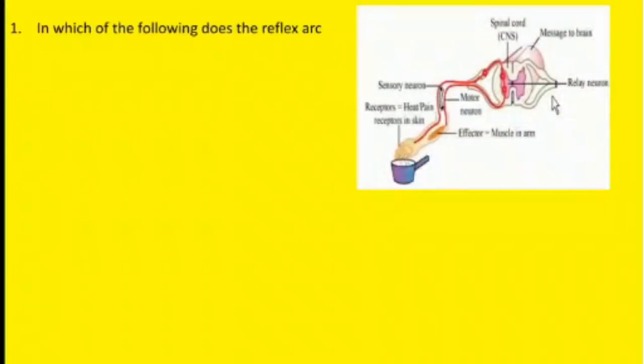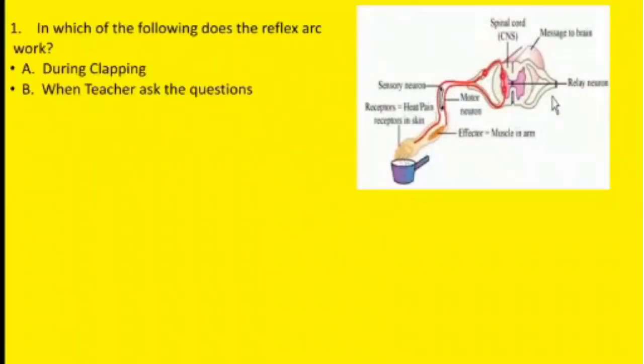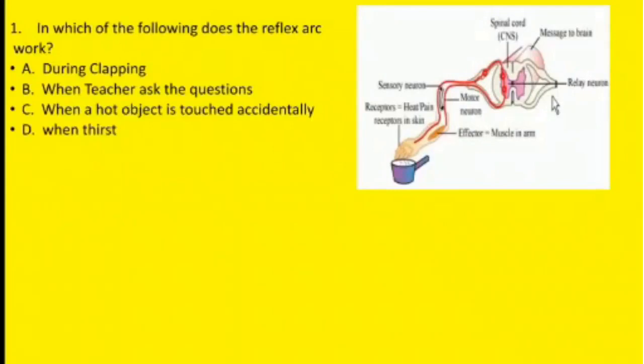In which of the following does the reflex arc work? Option A, during clapping. Option B, when teacher asks the questions. Option C, when a hot object is touched accidentally. Or option D, when thirst. Yes, you guessed it right. It is when a hot object is touched accidentally.